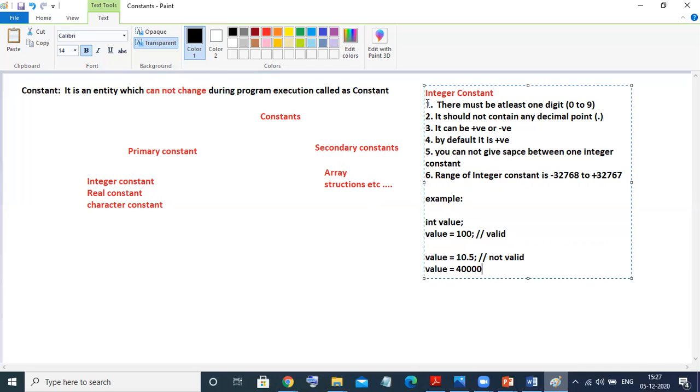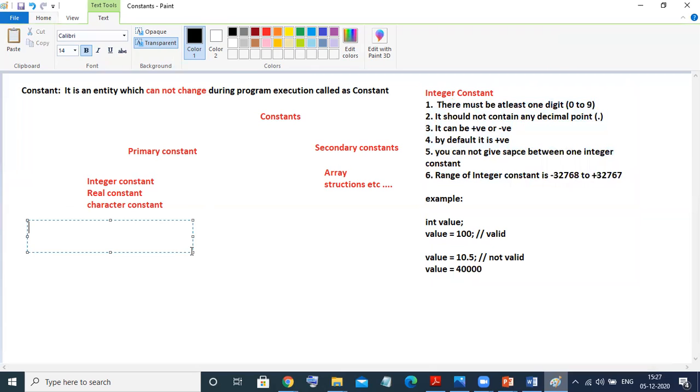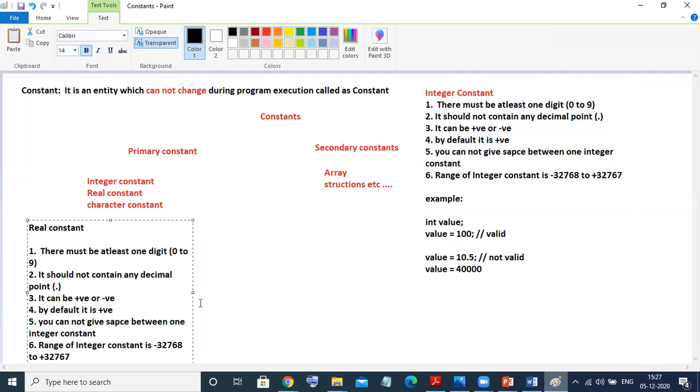Approximately, these are the steps, some of the steps we require. Suppose I will take like this, and here, for real constants, I will just paste these rules. Some of the rules are common, so that is why I've taken this one.